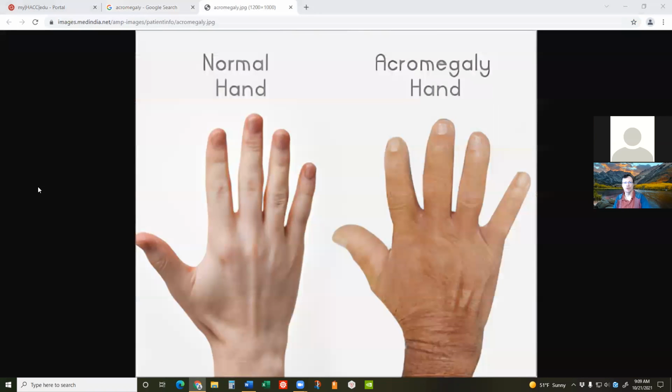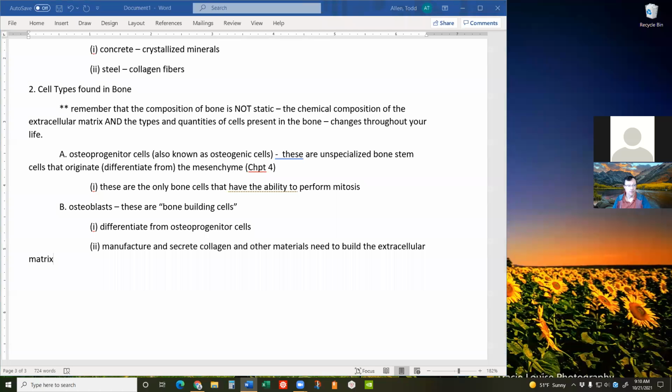There's a normal hand on the left and a hand of an acromegaly patient on the right. And obviously what you're noticing here is that the fingers are thicker, correct? That's the general feature that I'm trying to represent to you right now. Folks that suffer with acromegaly have an overly aggressive thickening of their bones, and a lot of that is due to an overdeposition of the extracellular matrix caused by overactivity or overpopulation of the bone tissue with osteoblasts.